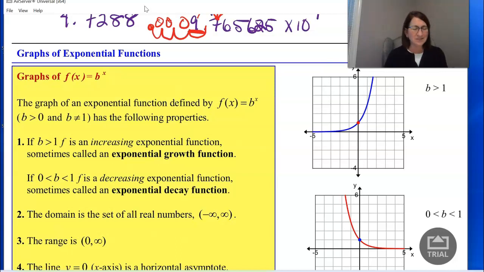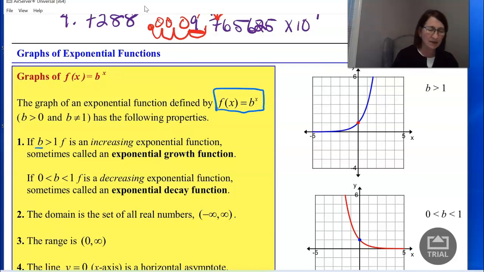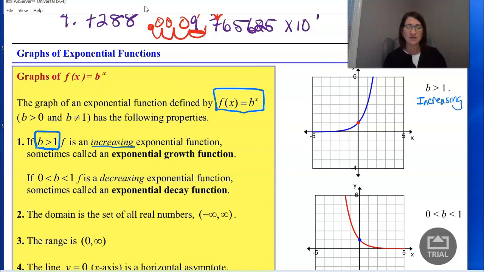All right, so let's look at some characteristics. The graphs of exponential functions are defined by f of x is equal to b raised to the x power. If b is greater than 1, then we say that that is an increasing exponential function. That's what we have here with this blue one. It is increasing because our base must be greater than 1.